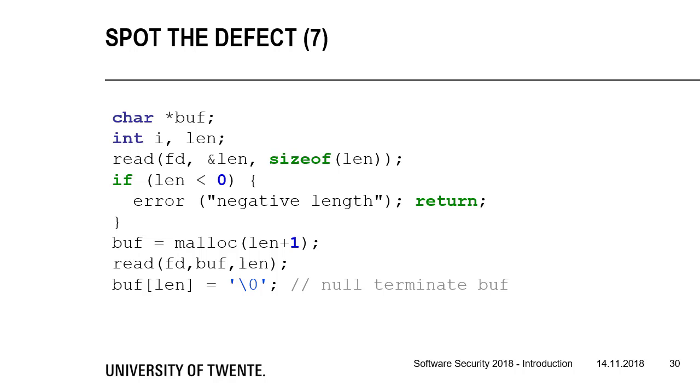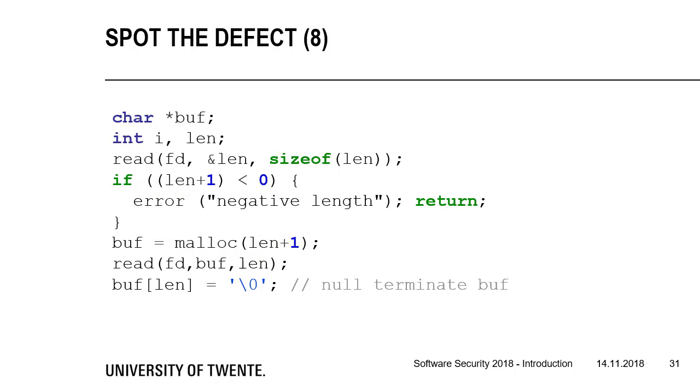So what we're doing is we are reading length here. We are then checking that it's not 0. And then we're adding 1 to it. But when len is already at the maximum size of an integer in C, then this thing will actually overflow and we will pass a negative argument to malloc. So we have an integer overflow here.